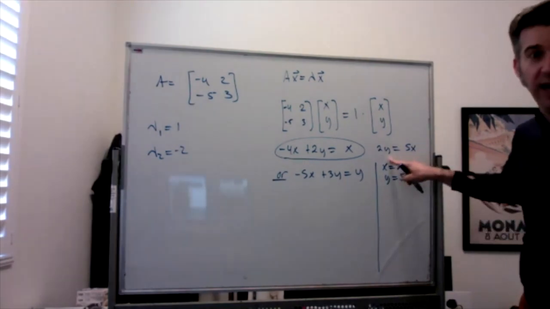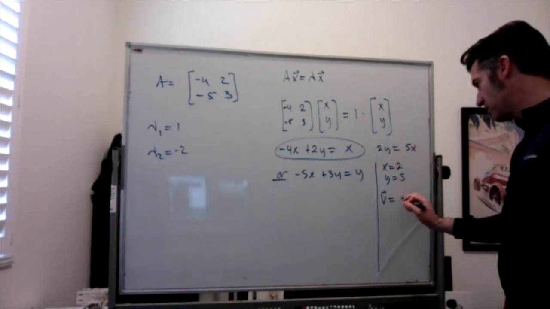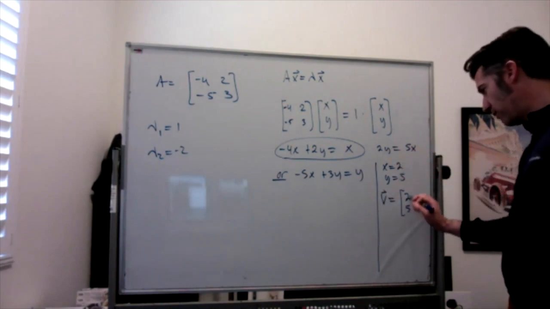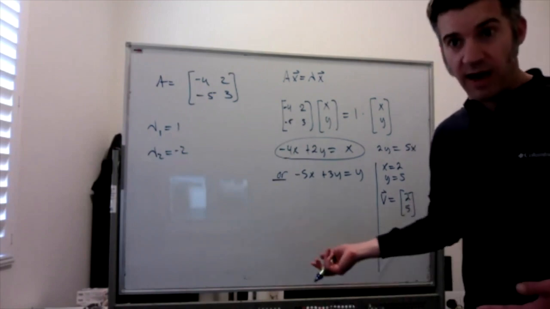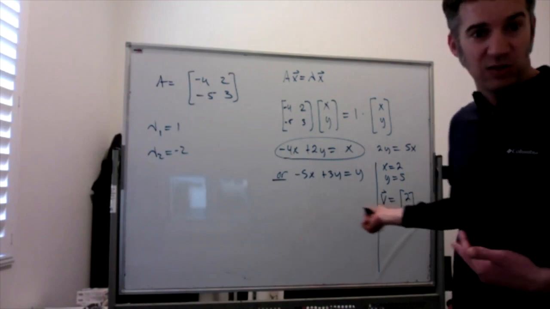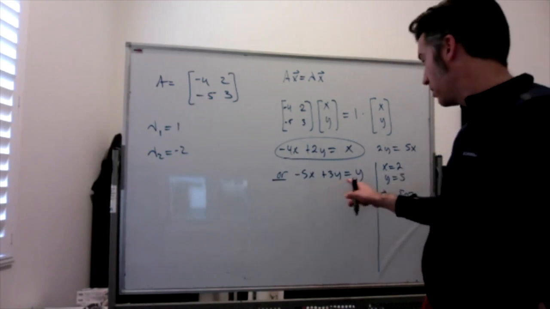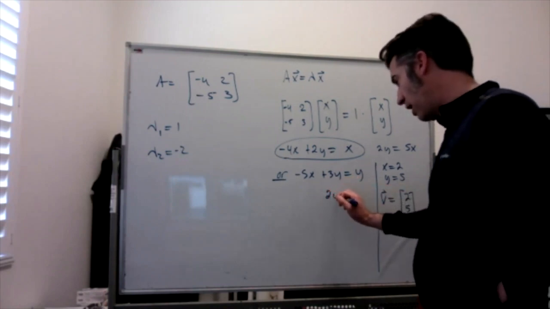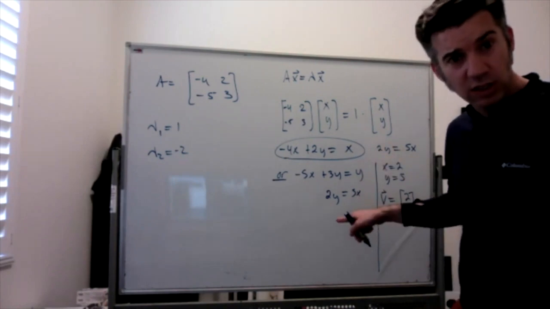Right? If y is 5 and x is 2, that works. So my eigenvector here is 2, 5. You can pick something different, like 1, 5/2 or other things, but this is the choice I'm going to make. Or you could use this equation. If you solve this one for y, 3y minus y is 2y. If you add 5x, look, you get the same equation.